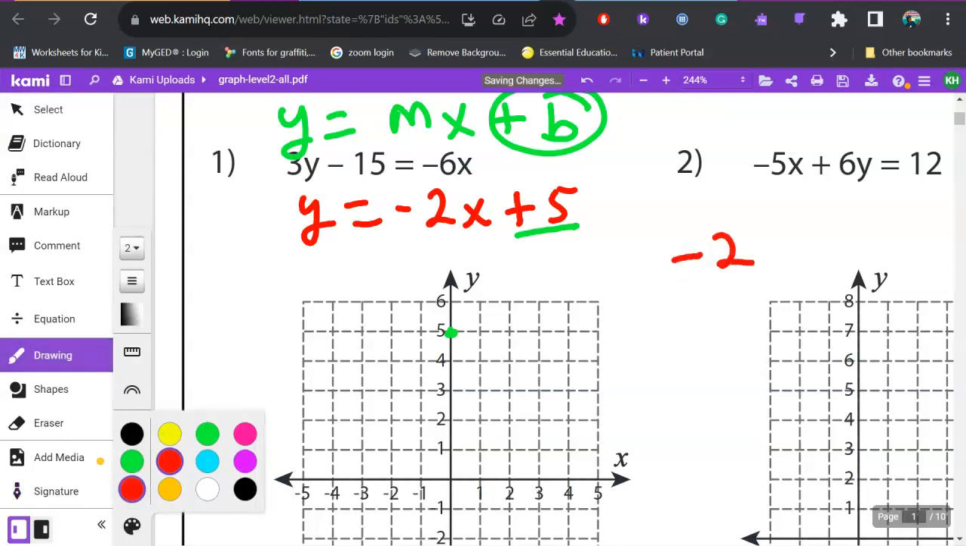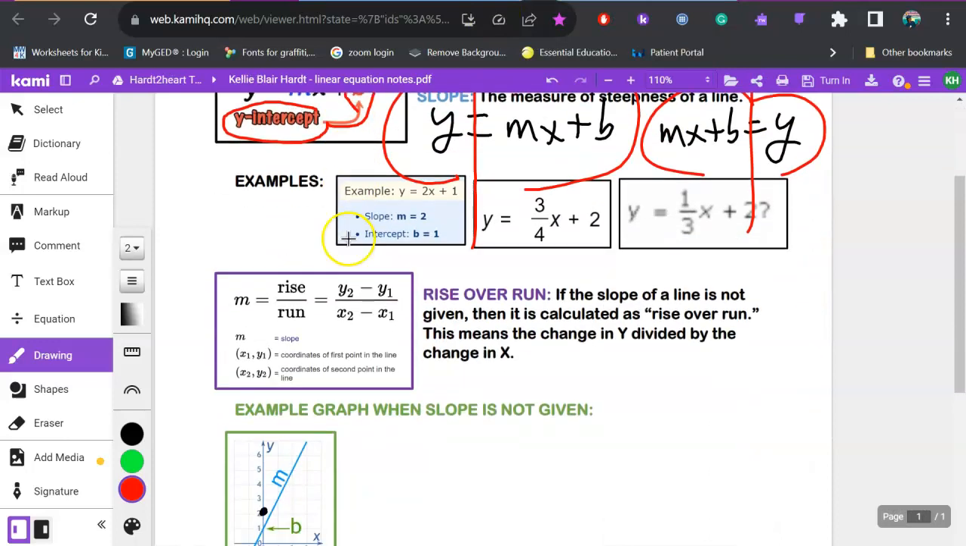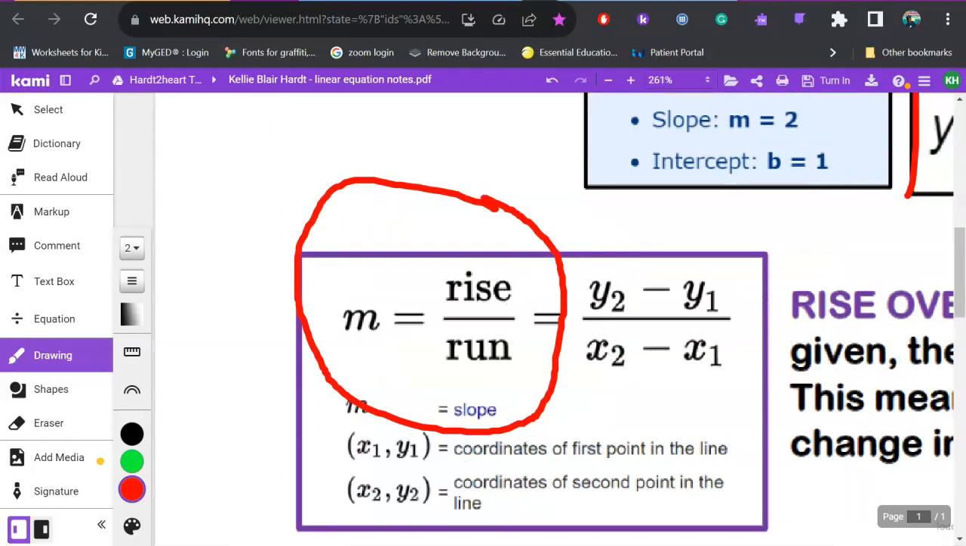Now, in order to graph this part, we need rise over run. Let me go back to my notes so I can show you what I mean. Now we're down here, this rise over run. Remember, m is the slope number. In our case, our slope is a negative 2. Okay? We need two numbers. We need a rise and we need a run.